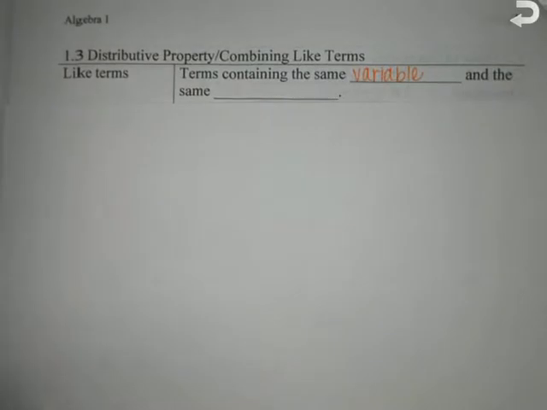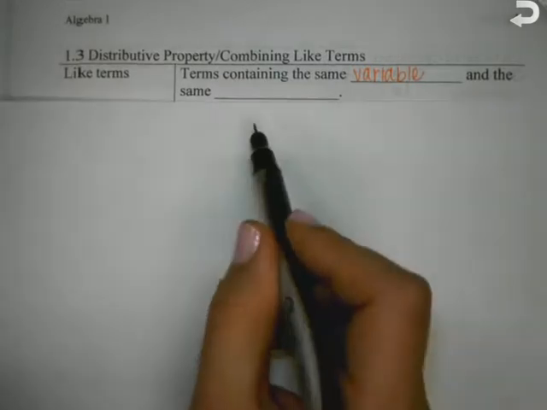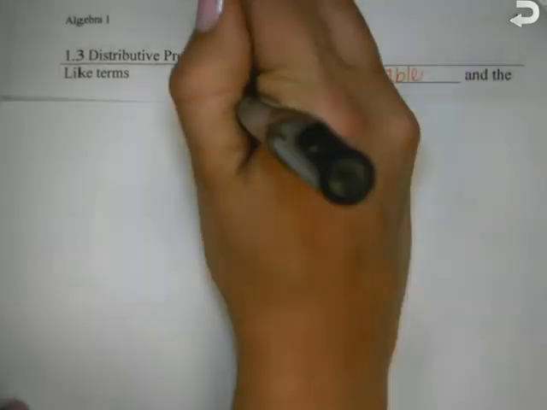So they either both have x, or they both have y, or they both have m, but x and y are not like terms. That variable is not the same. The variable also has to have the same exponent.